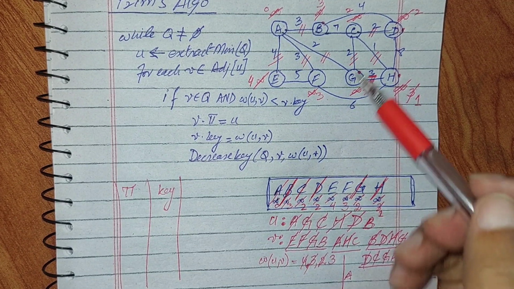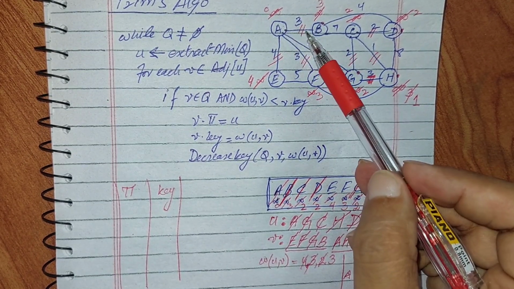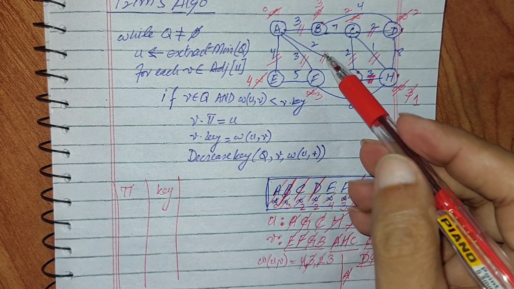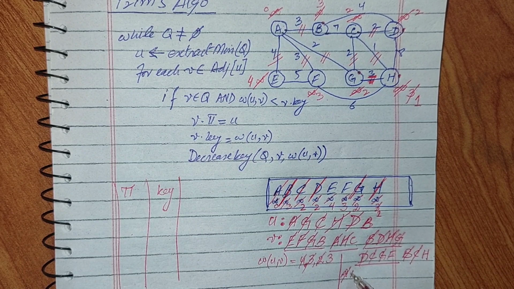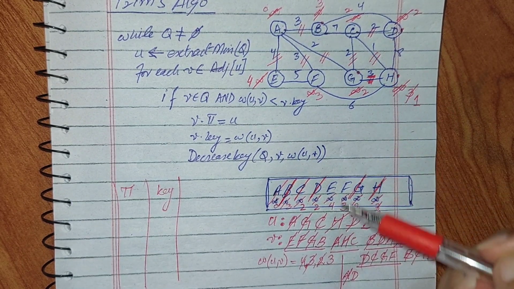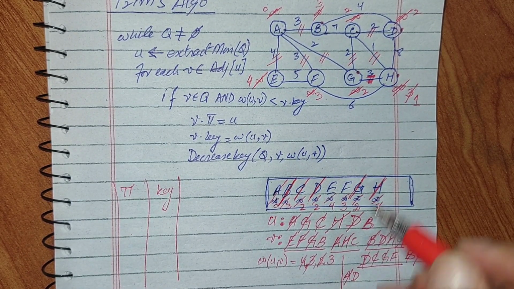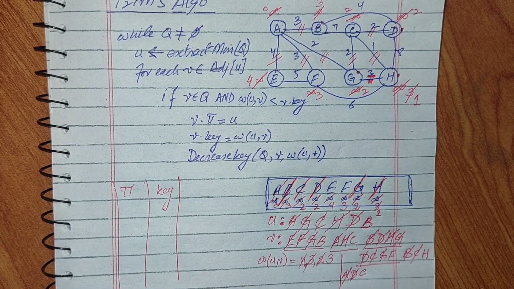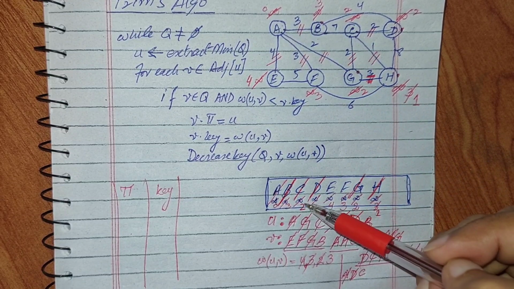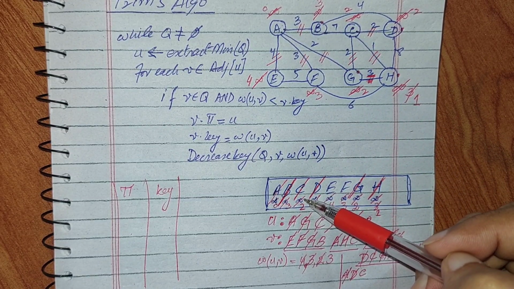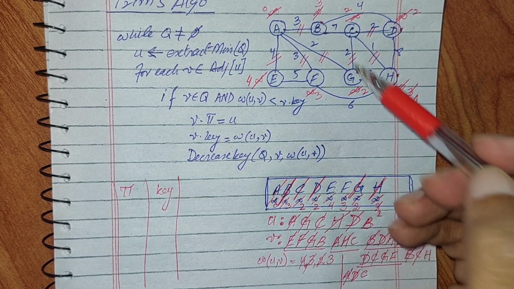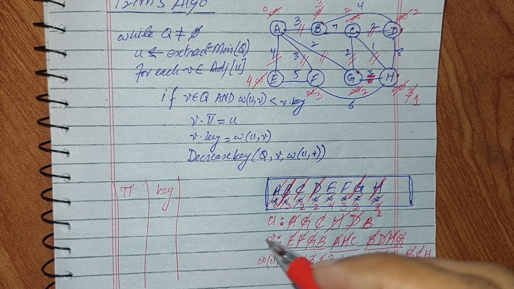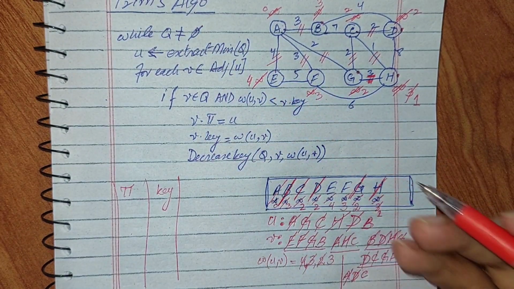Okay, what will happen? A is not in the queue, so we'll skip it and go for the next neighbor, that is D. D is also not in the queue, so we'll go for the next neighbor, that is C. C is also not in the queue, so we'll skip it, and then there is no other neighbor of B, so we will go back to while Q is not equal to null.